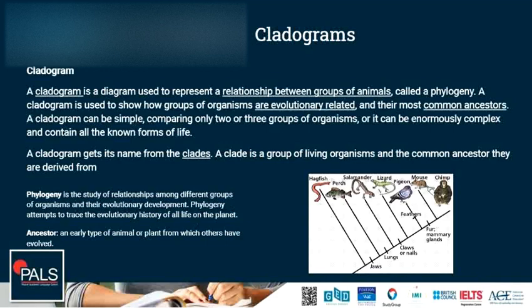So for example, if we look at this cladogram down here, and we have the mouse and the chimp, then their common ancestor is where the 2 lines meet. And the common ancestor of a mouse and a chimp had mammary glands and fur. So the mouse and the chimp are a clade in this cladogram.